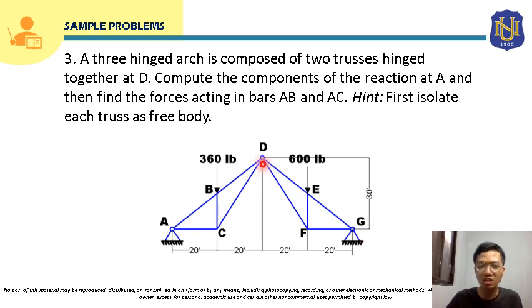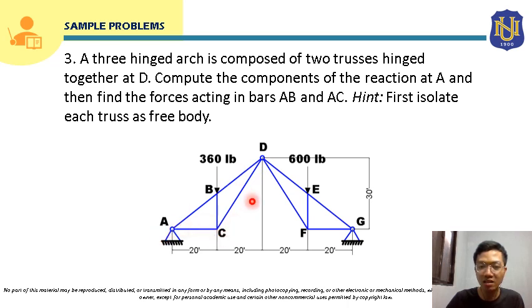So since they are connected here at D, and this support at D, this is a hinge. So this is a three hinge arc. This is hinged here, and also hinged here. Okay, so we can separate the free body diagram of these two trusses here.